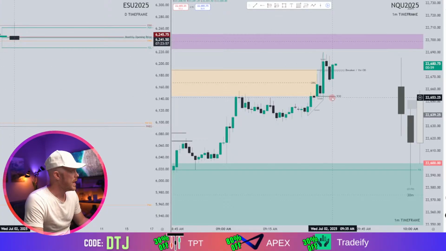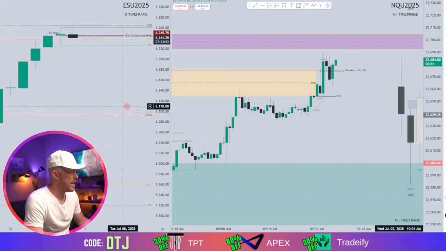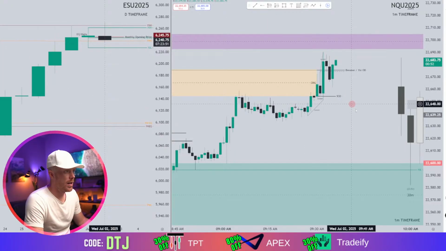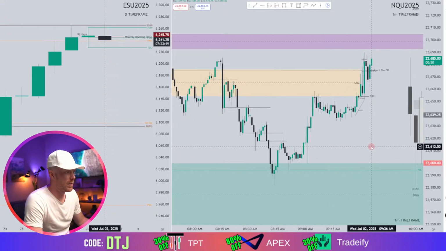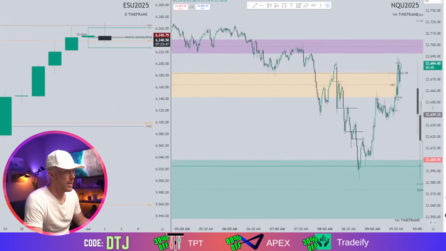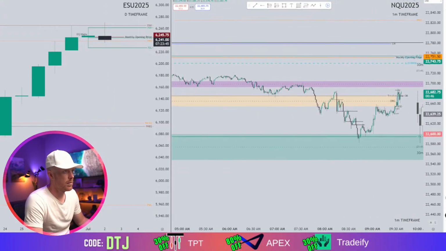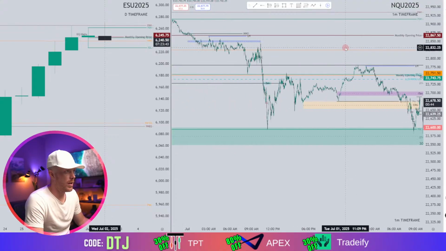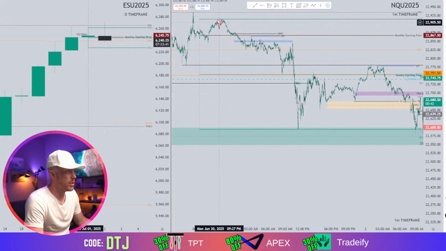That's interesting. ES ran the previous day high. ES ran previous day high. NQ has ran previous day low. That's just insane. We have almost no correlation.